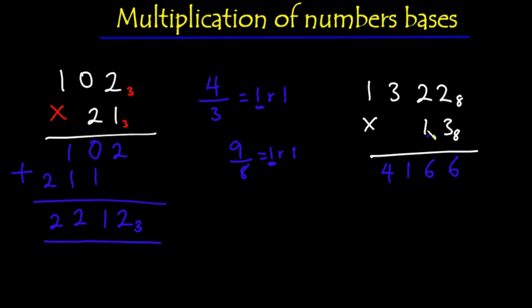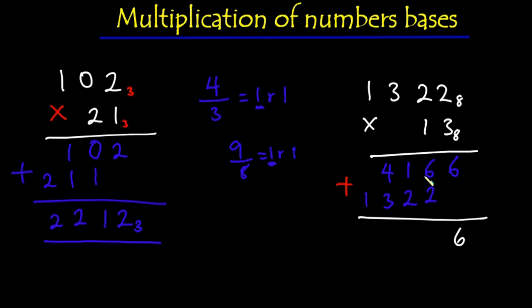Now let's move on to this one, right? We have 1 times 2 is 2, so I'm going to write the 2 here. 1 times 2 again is 2, so we have 2 here. Then 1 times 3 is 3. And lastly, 1 times 1 is 1. And from here, we can add everything, right? So we have 6 plus 0, because nothing is here, we have 6.